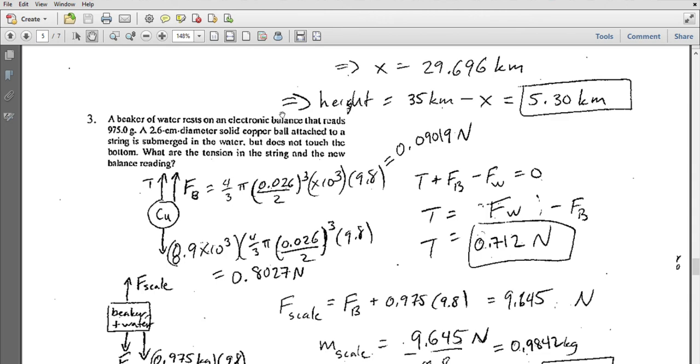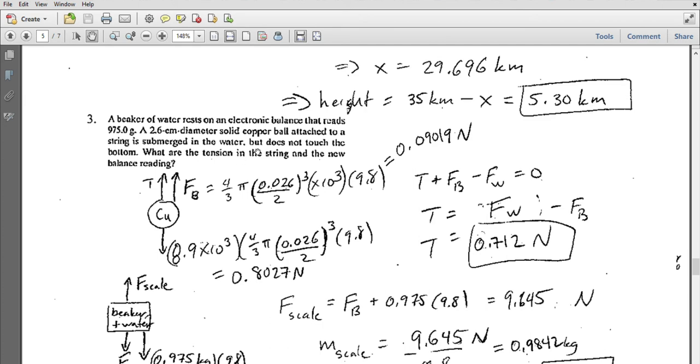It's a ball. You got to know the formula for the volume of a ball of radius r, and in this case that's 4/3 pi r cubed. That's something I definitely would have given you on this worksheet, and usually if I forget, people ask me, but it's not something I expect that everyone knows. All right, so this copper ball is submerged, and it does not touch the bottom, so it's just sitting in the fluid with the string still on the top. What is the tension in the string, and what is the new balance reading?